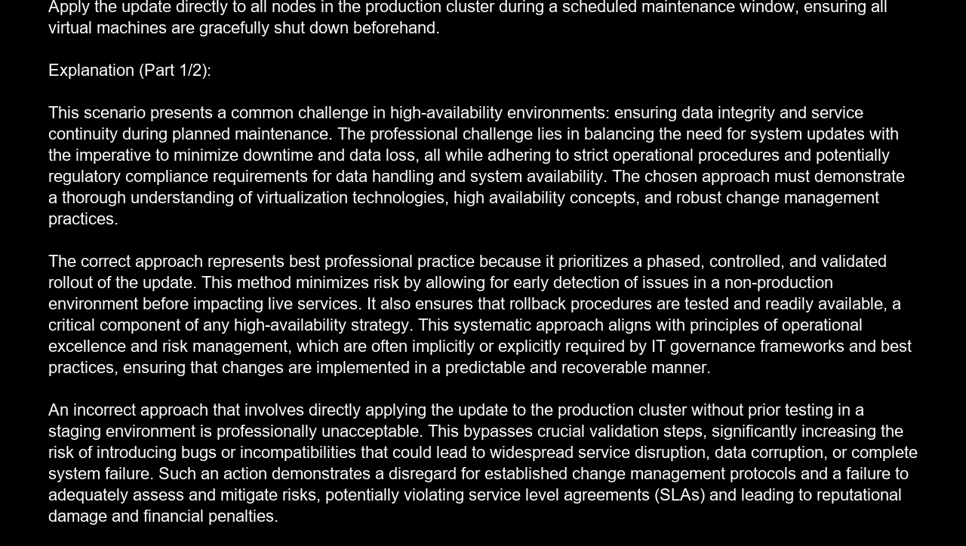The correct answer is D. Apply the update directly to all nodes in the production cluster during a scheduled maintenance window, ensuring all virtual machines are gracefully shut down beforehand.